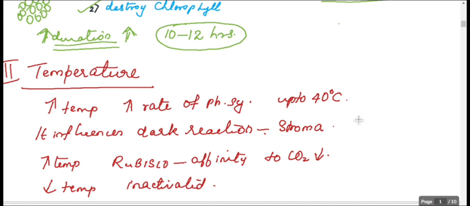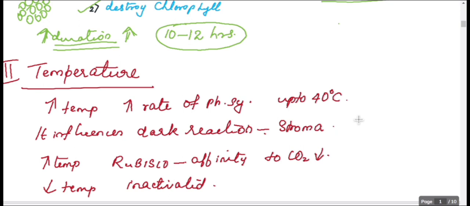Whereas the second phase, the dark reaction, is completely influenced by temperature availability, that is, it is happening in the stroma. Do you know why? Because it is an enzyme linked reaction. So many enzymes are involved in this process. So you know that enzymes, being protein, can get denatured at high temperature.